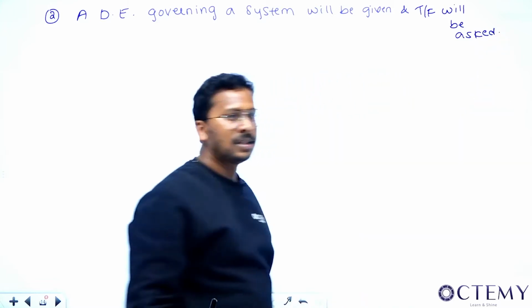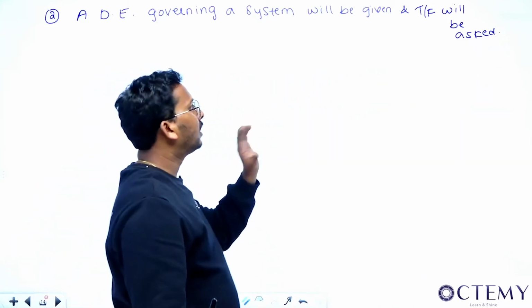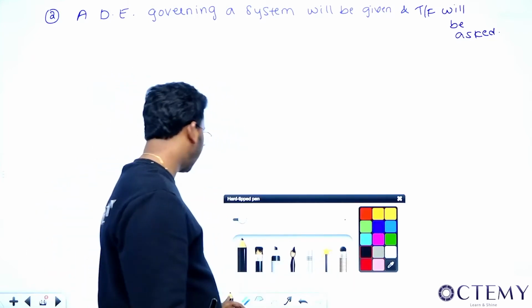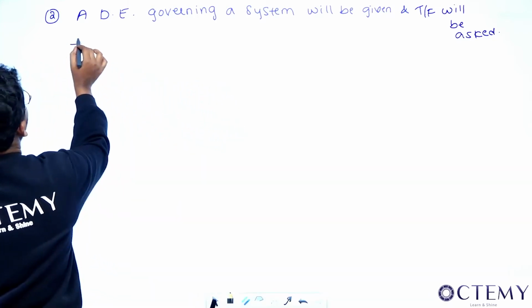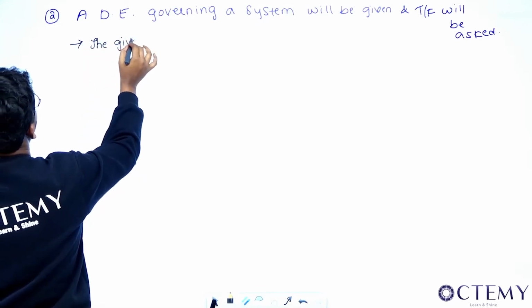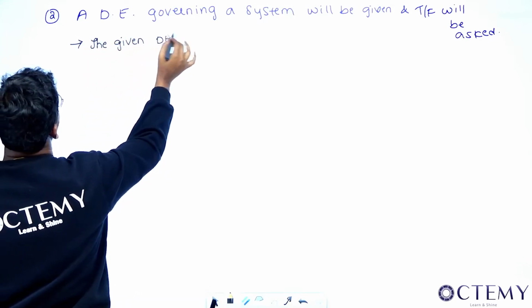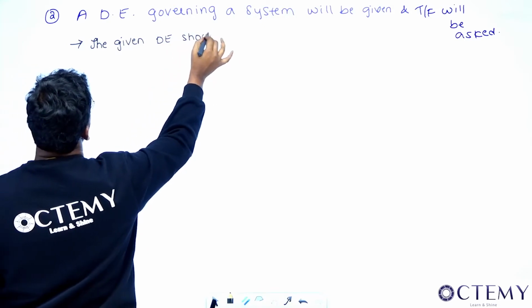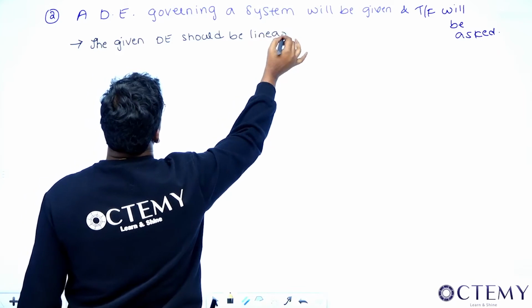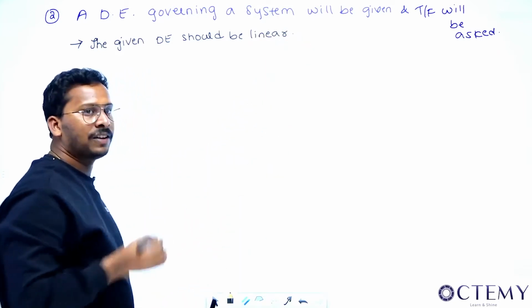The only condition is what, sir? The only condition is the differential equation should be linear, right? How do we know that the differential equation should be linear? The given DE, the given differential equation should be linear. Now, let us define what is a linear differential equation, sir.